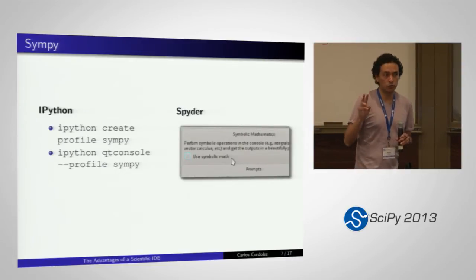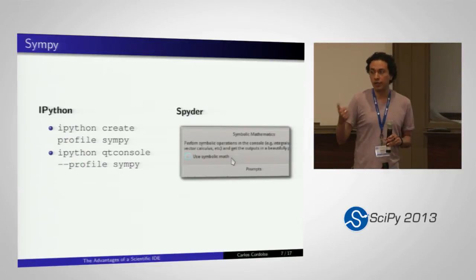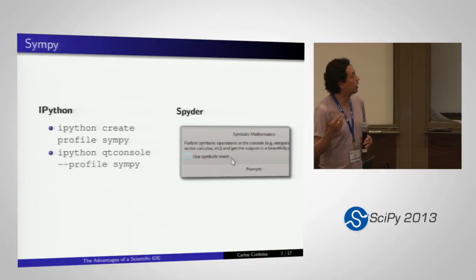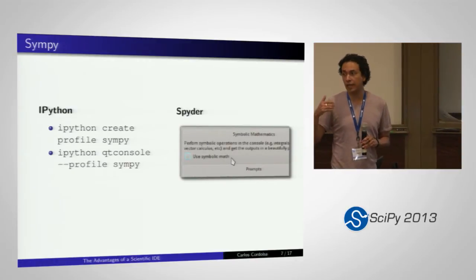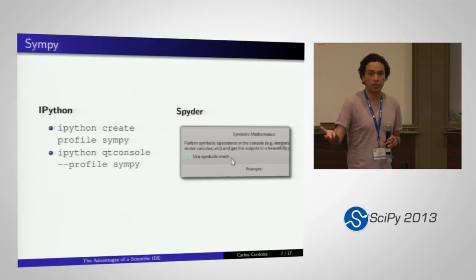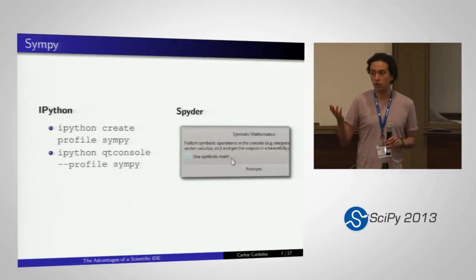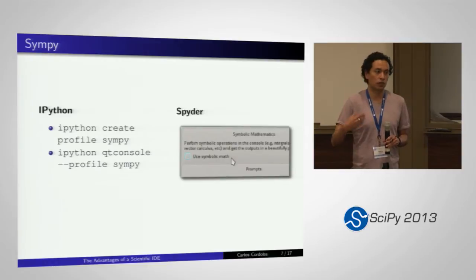And that option will do two things for the user. First, it will load SymPy printing in the background, so the user can see LaTeX from SymPy rendered directly in the Qt console. And second, it will load the necessary commands that SymPy needs to start running.